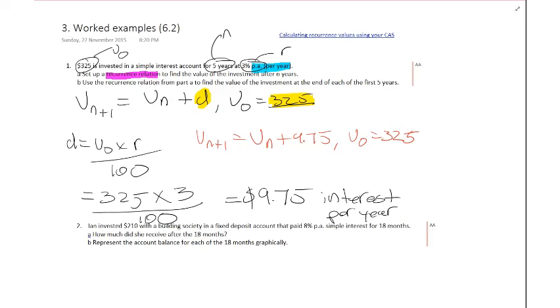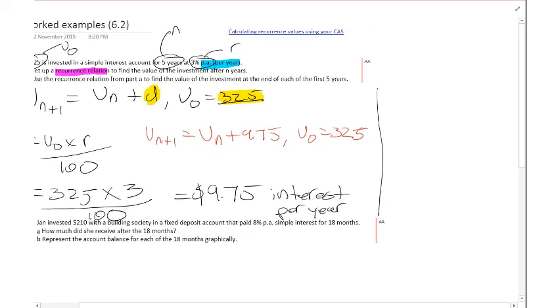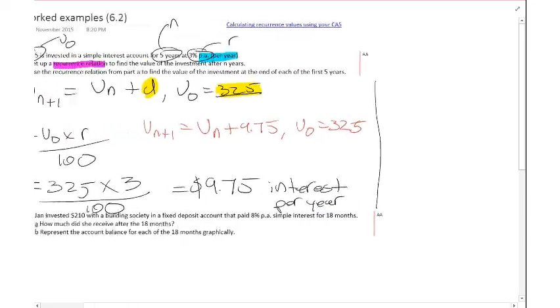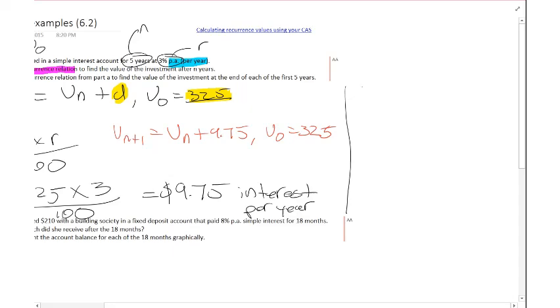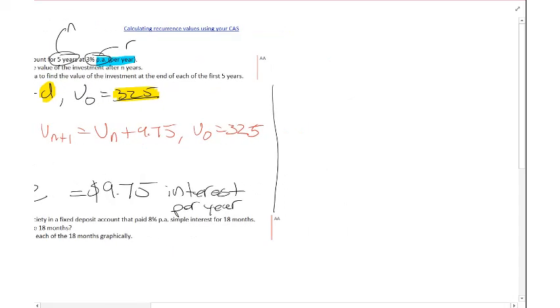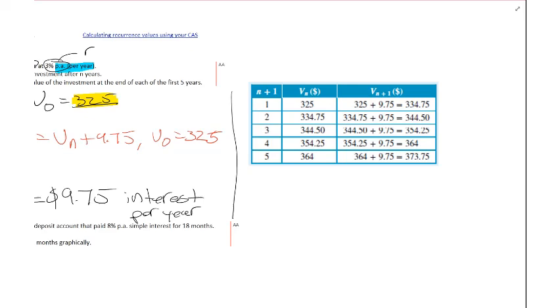Okay. For B, I'm going to run out of room, so I'm going to put it over here. For B, we do what I showed you in this clip up here. Basically, the idea is you want to find out the value of the investment at the end of the first 5 years. So you're going to have something that looks like this lovely little table here.